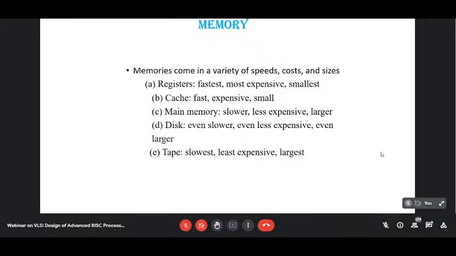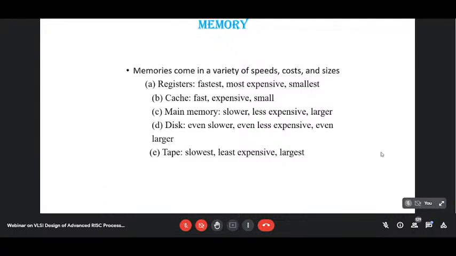So memories, if we just go by the hierarchy of the memory, the register is the fastest, then the cache, then the main memory, then the disk, then tape. So memories come in a variety of speed, cost, and size. Register is the fastest. It is within the CPU. And if you go by the VLSI technology, on-chip access time is always faster than the off-chip access time. The main memory is kept outside the CPU.